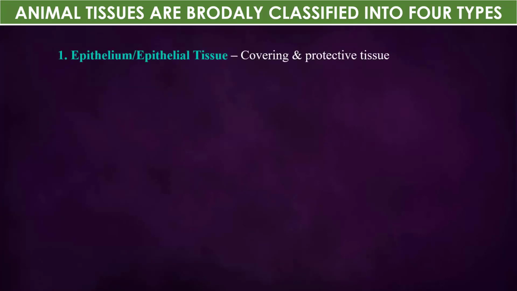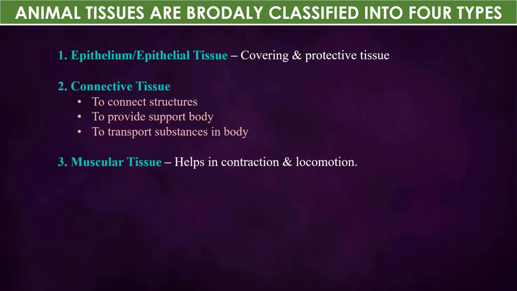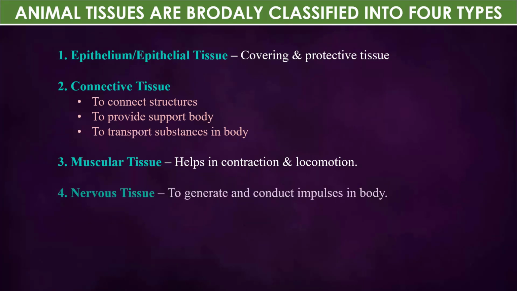The first type is the epithelium or epithelial tissue, which is the covering and protective tissue. The second one is the connective tissue, which is meant to connect structures, provide support and transport substances in the body. The third type is the muscular tissue, which helps in contraction and locomotion. The fourth type is nervous tissue, which is meant to generate and conduct impulses in the body. And tissue first evolved in coelenterates or cnidarians.